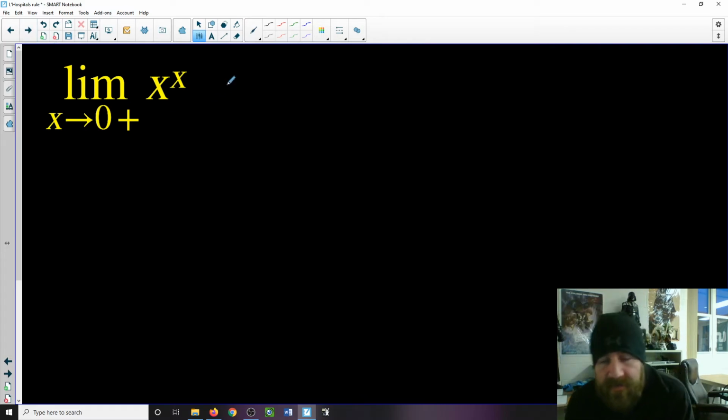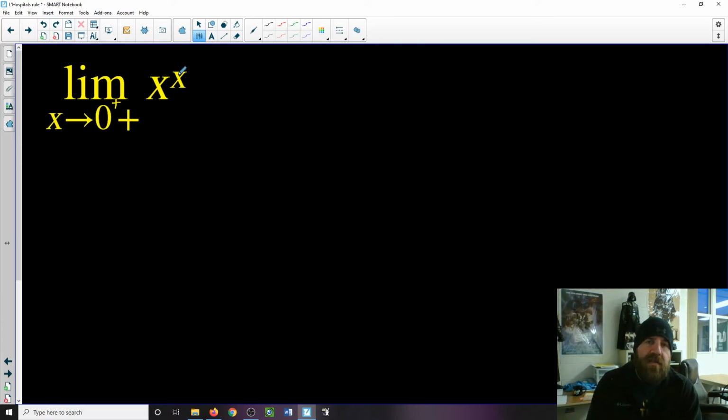And this is probably the hardest type of them all. So we have this limit as x approaches 0 from the right of x to the x. So we have 0 to the 0 when we plug in 0. So 0 to the 0, that's kind of goofy. That's one of our indeterminates.